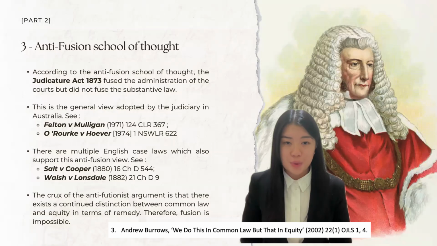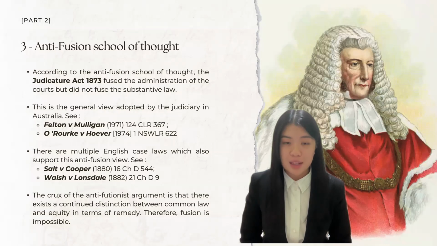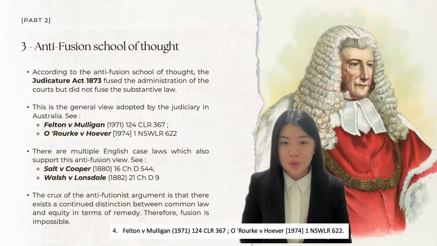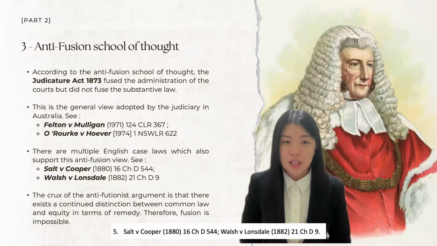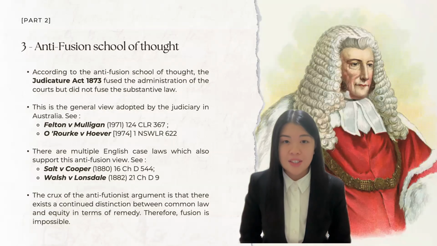According to the anti-fusion school of thought, the Judicature Act 1873 fused the administration of the courts, but did not fuse the substantive law. This is the general view adopted by the judiciary in Australia. There are multiple English case laws which also support this anti-fusion view. The crux of the anti-fusion argument is that there exists a continued distinction between common law and equity in terms of remedy. Therefore, fusion is impossible.